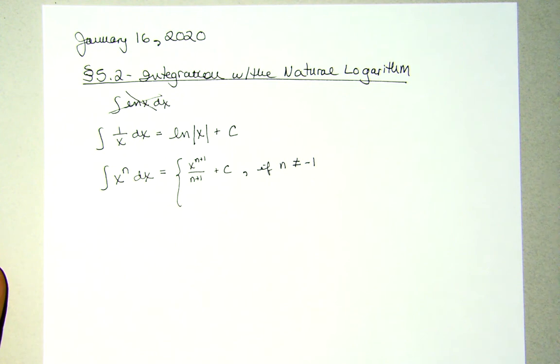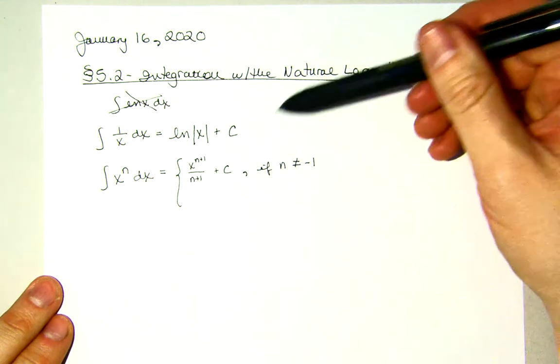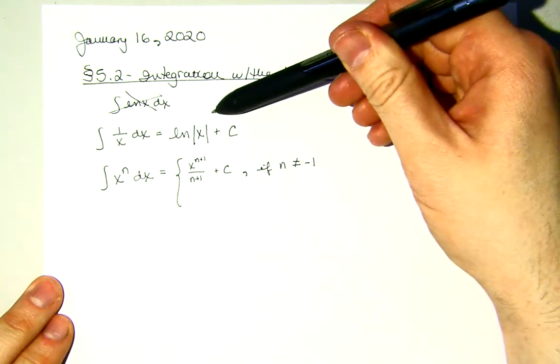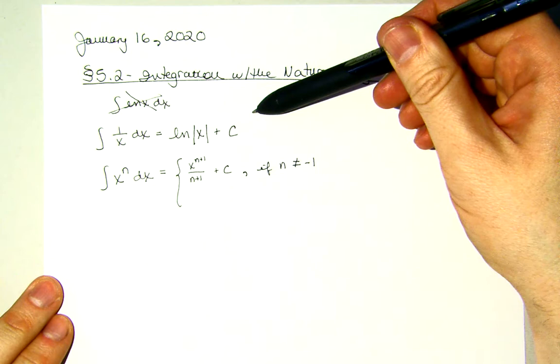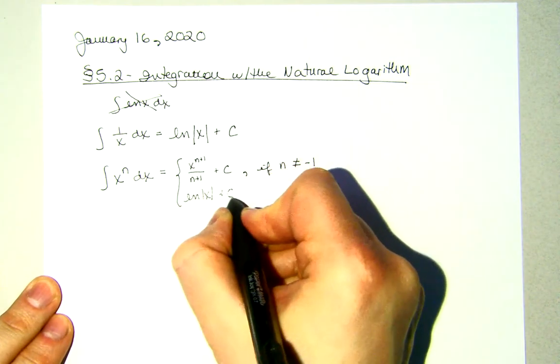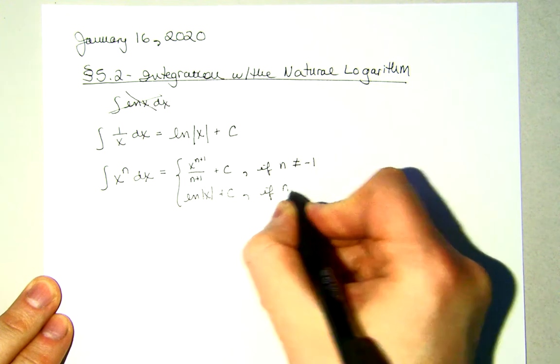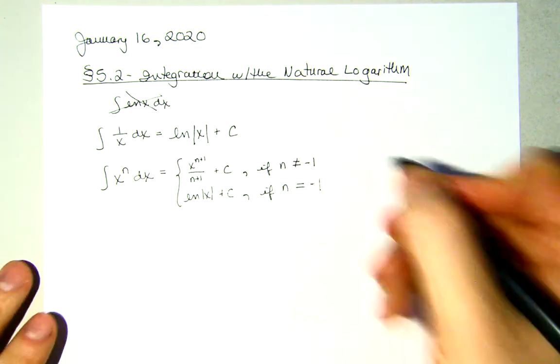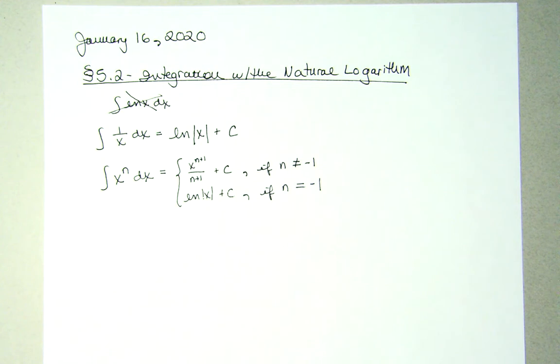If the power is negative 1, x to the negative 1 is like 1 over x. What's the integral of 1 over x dx? Natural log of the absolute value of x plus a constant. This is really a special case of our power rule if the power happens to be negative 1. So when we try to integrate, we're going to use power rule, unless that power happens to be negative 1, and then we're going to get things with natural logs in it.